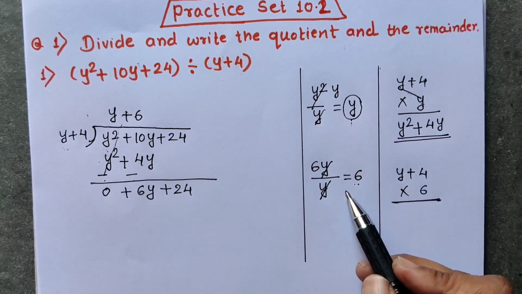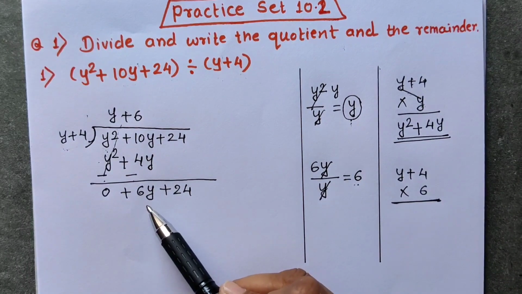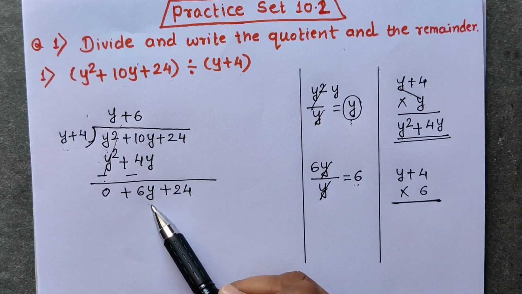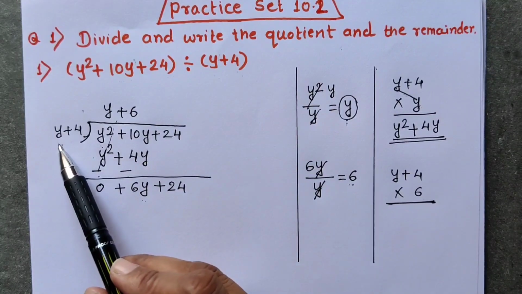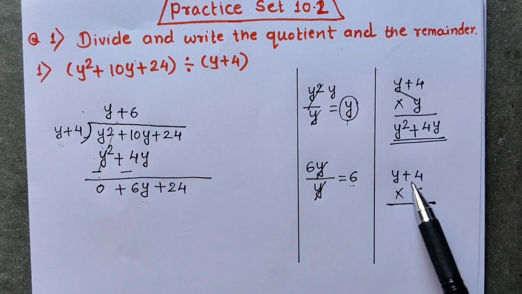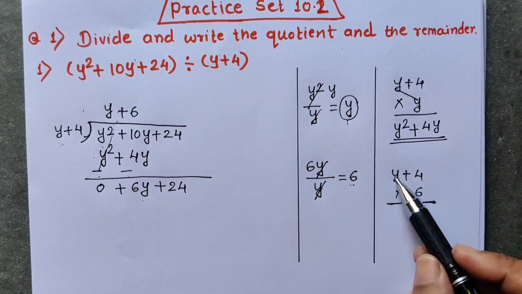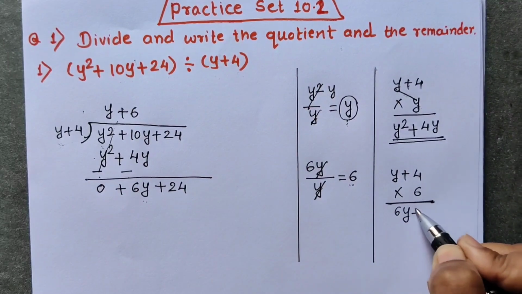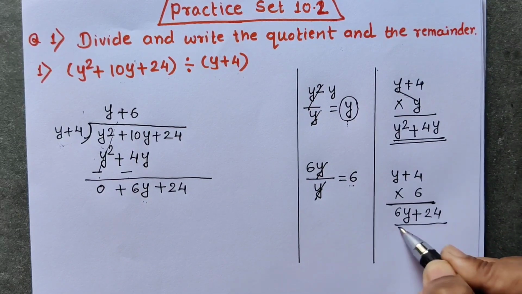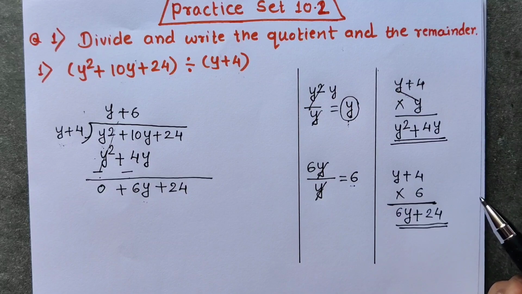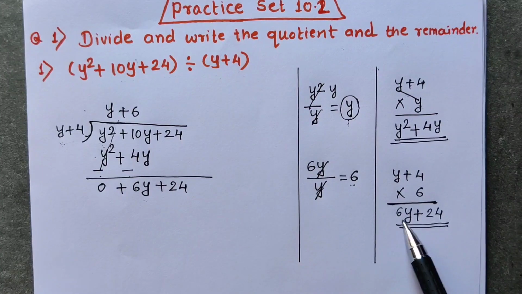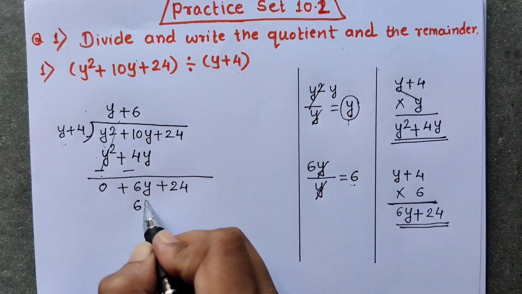For the second step, what do we have to check? We see the first term of the second step, which is 6y. We divide this 6y by the first term of our divisor. So we got 6, then we multiply this 6 by our divisor y plus 4. 6 into y is 6y, plus sign is there, put this plus sign. 6 fours are 24. So children, do all the steps one by one, so you will get a proper idea and better understanding. This 6y plus 24 we write here in the dividend.